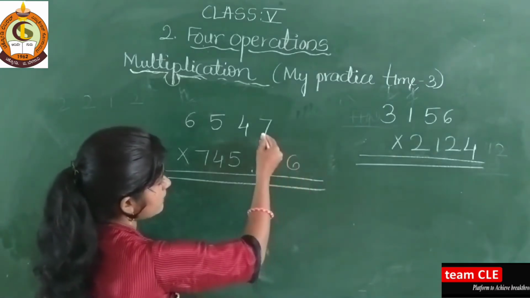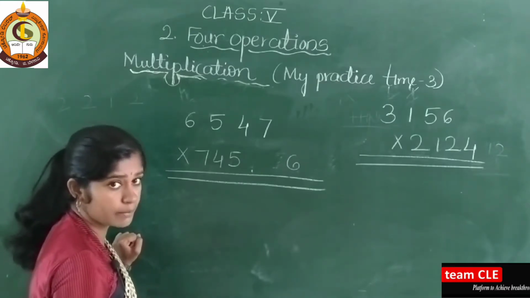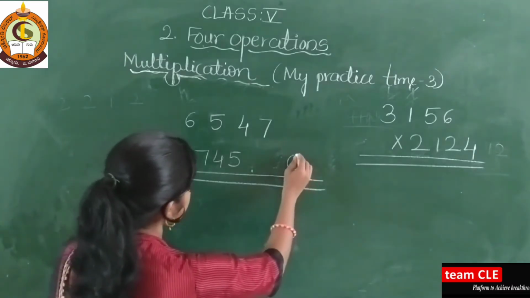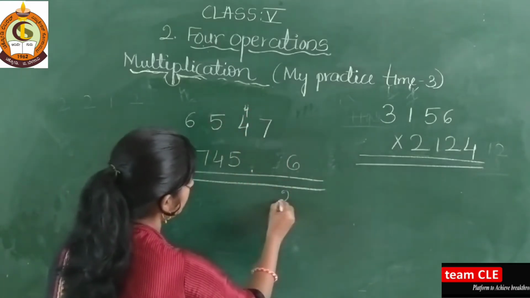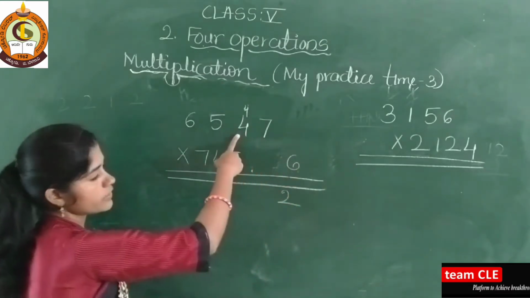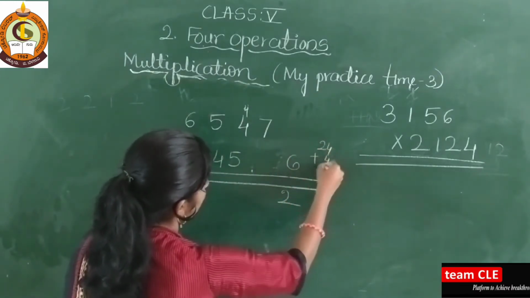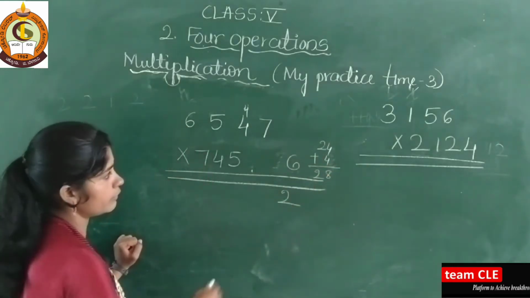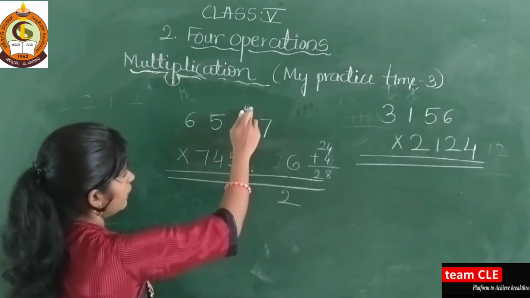So let us start. 6 sevens are, how much? I hope you know the tables, then only you are going to solve these examples. 6 sevens are 42. So keep the carry 4 and write 2 here. Next 6 fours are, how much? 6 fours are 24. 24 plus 4 is 28, and you keep this 2 as it is.